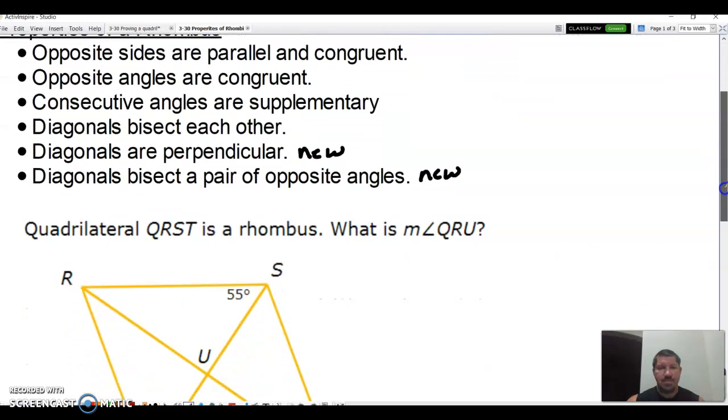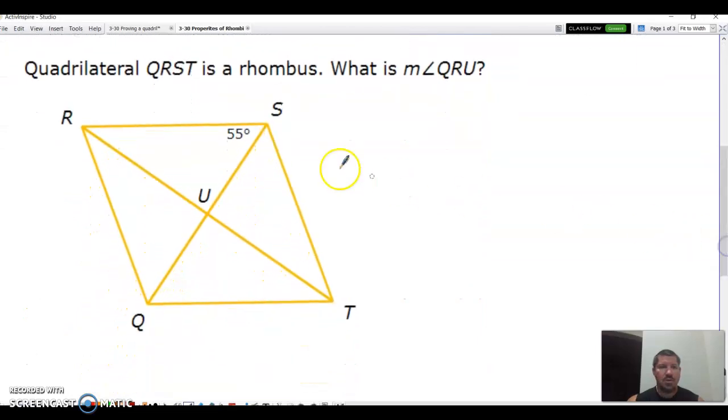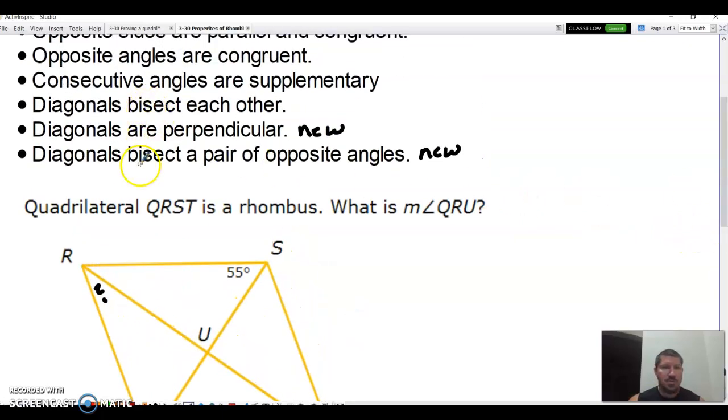Okay, so quadrilateral QRST is a rhombus. What is the measure of angle QRU? So QRU, we want to know this angle right here. So let's use both of these actually.